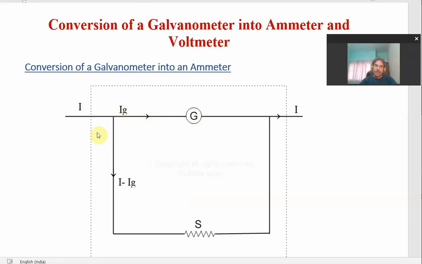The remaining value of current, which is I minus Ig, out of this I, Ig current is flowing through the galvanometer. The remaining current I minus Ig flows through the shunt. So this is what we have done by using the shunt. That's why we require the shunt resistance. The excess amount of current just bypasses through this resistance connected in parallel.